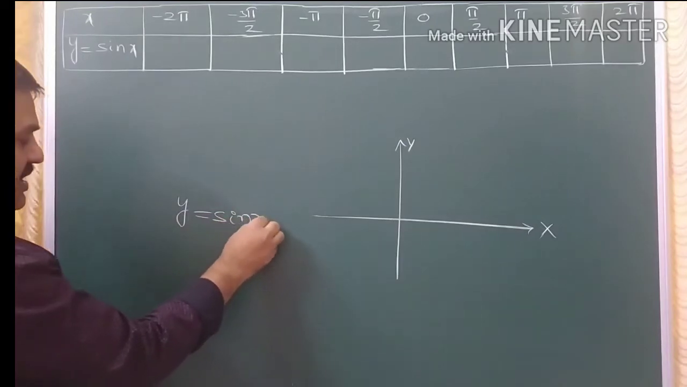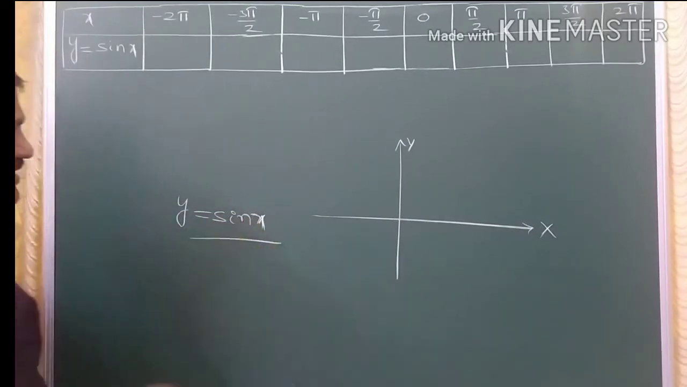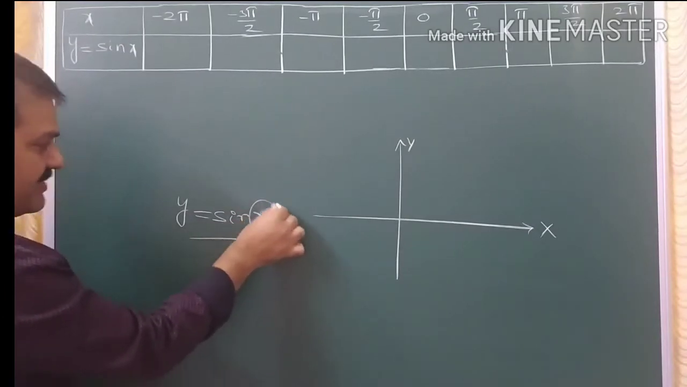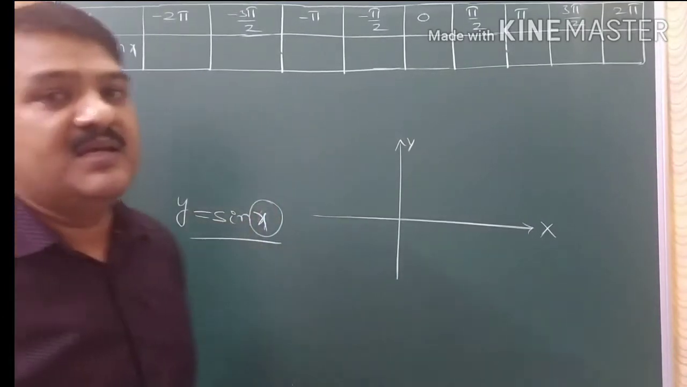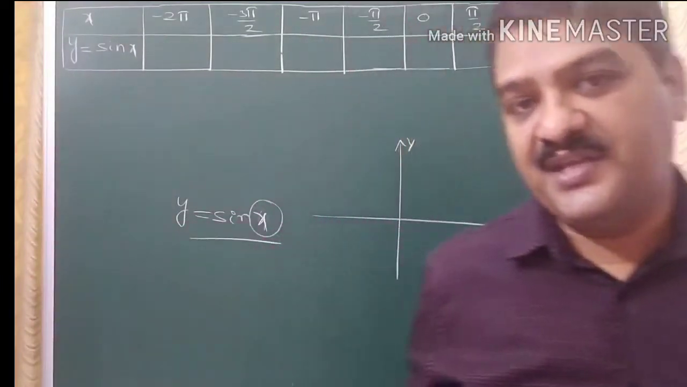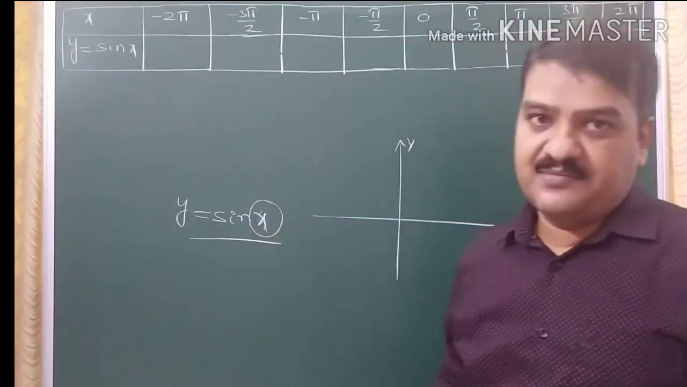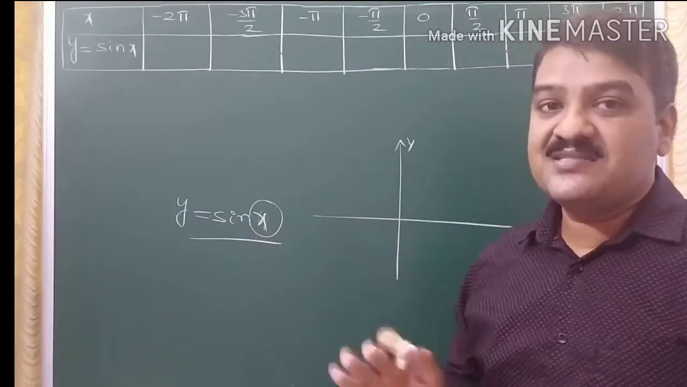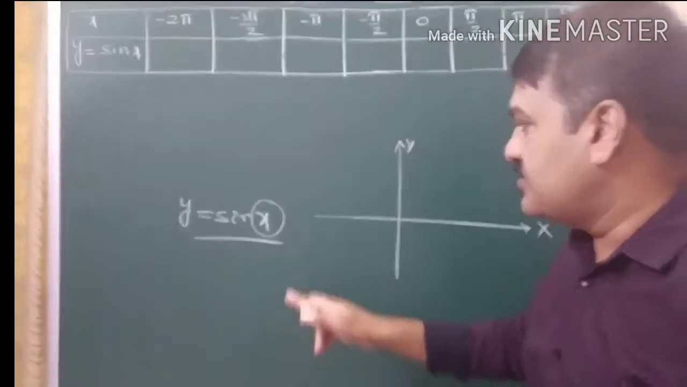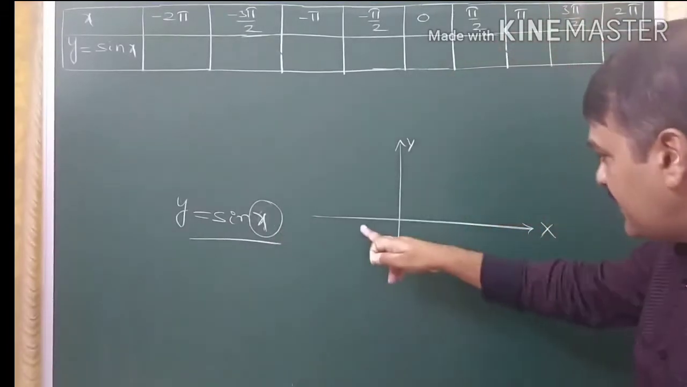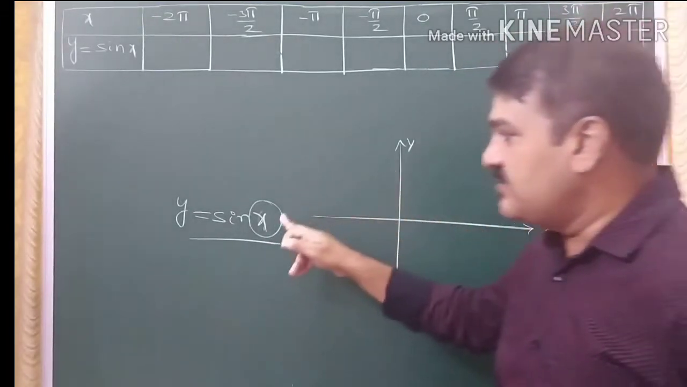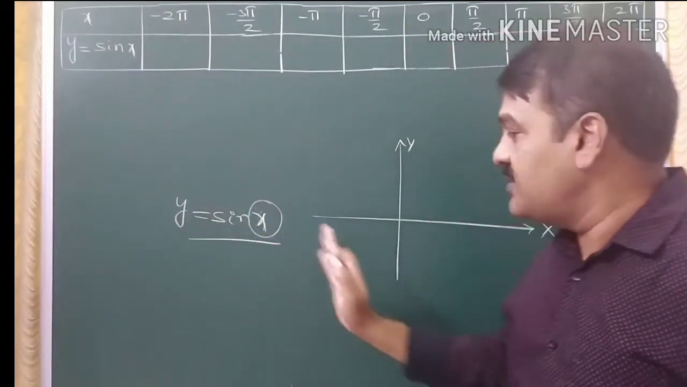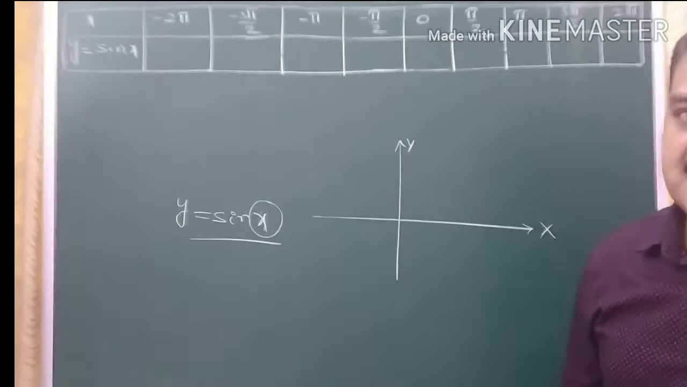If you want to draw the graph of y equals sin x, then x must be in degrees or radians, because x is clearly an angle. So it must be in degrees or radians. Generally we consider x in radians. These x values will be taken along the x-axis and y values, that is sin x values, which are real numbers, will be taken along the y-axis.